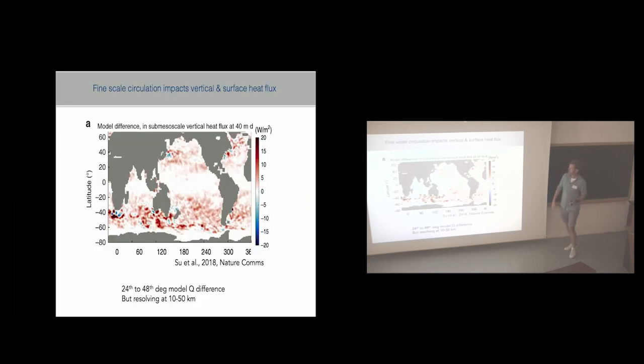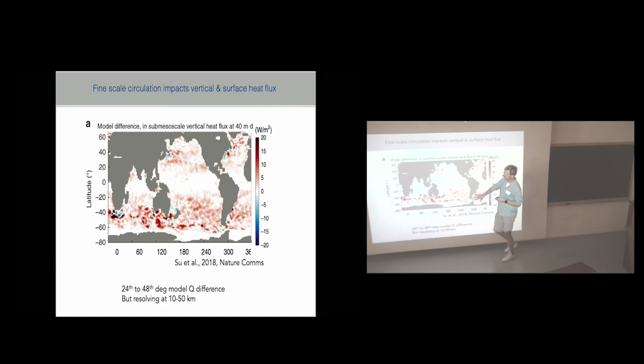Another example is this wonderful work done by S. Swart et al., where they had two simulations, one a 24th of a degree and a 48th of a degree, and they looked at the difference in vertical heat fluxes. Here we're looking at the vertical heat flux at the submesoscale. Now it's submesoscale because we're only really resolving 10 to 30 kilometers. So we're not actually into the submesoscale, but we're getting closer.